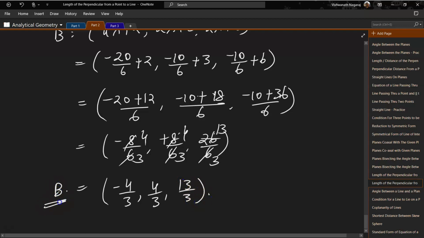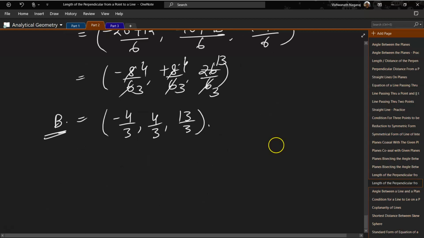So those are the coordinates of the reflection. I think you got the idea.